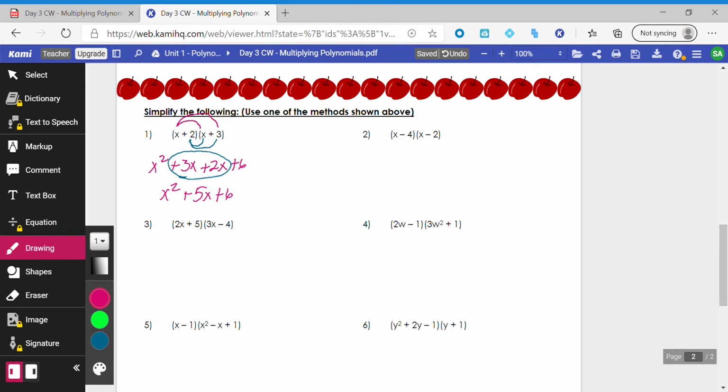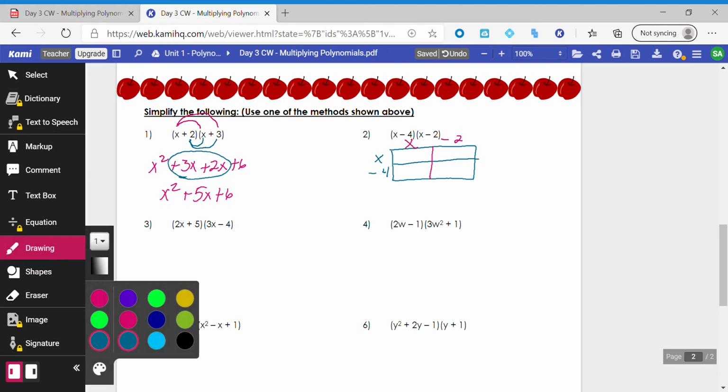I got x minus 4 times x plus 2. So here I need to create a box. One of these is x and negative 4, so I can split it this way. And then the other box is x and negative 2, and I can split it that way. So now I have my boxes, and I'm going to multiply the x times x, in which case I get x squared.